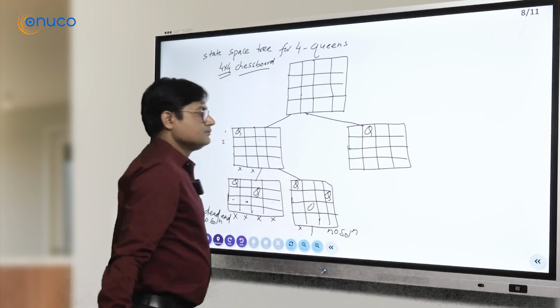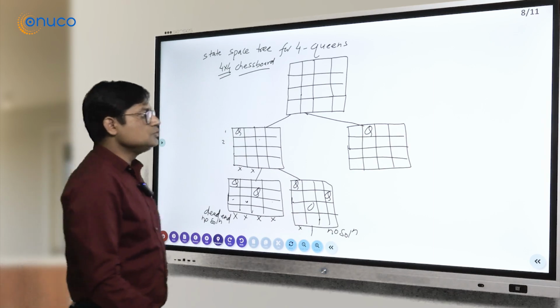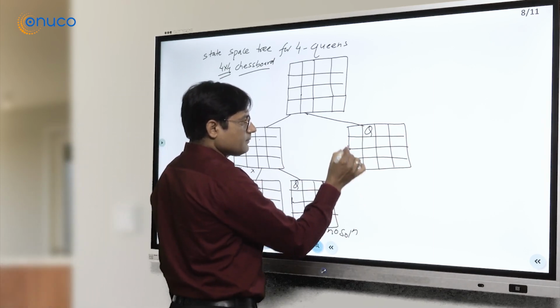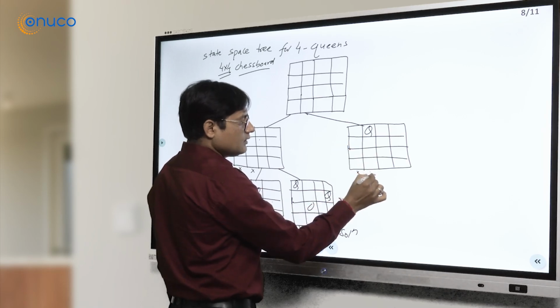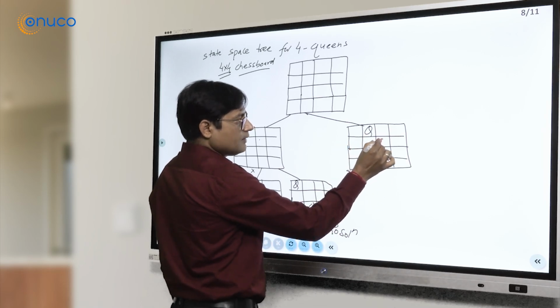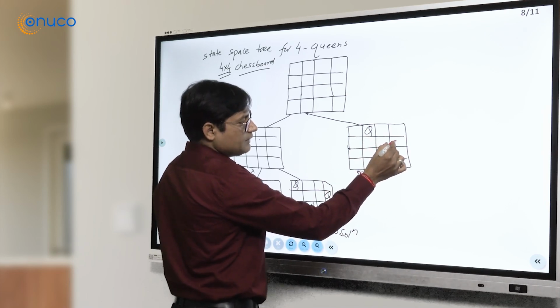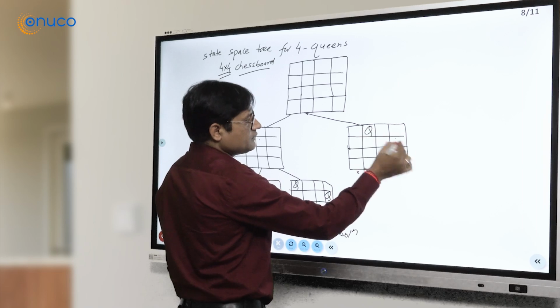We started here, Q. Now, for the next iteration, can we place the queen in this place? No, because it is on the same diagonal. Here, no, because it is the same column. Here, no, it is the same diagonal as the previous queen. Can we place it here? Yes. This is the place where we can place it.